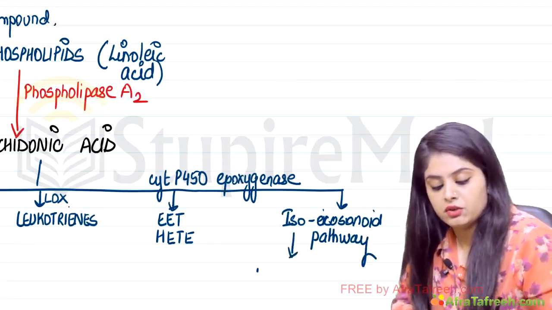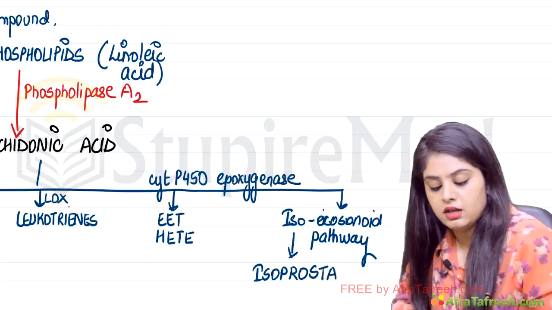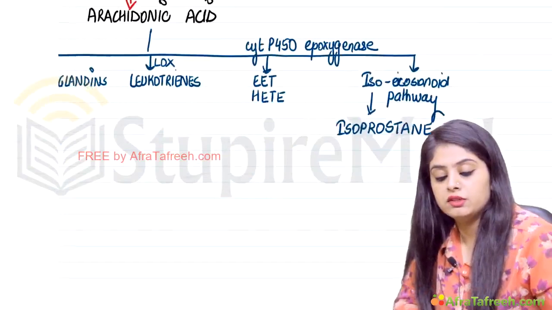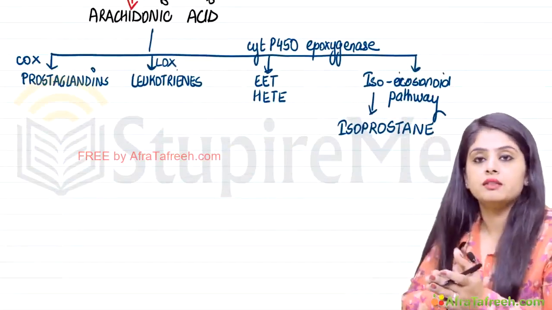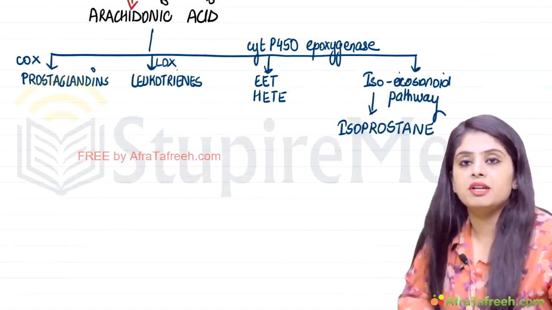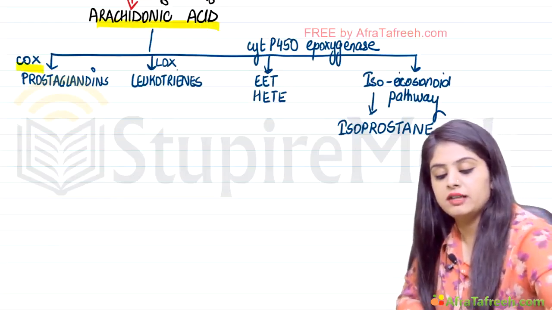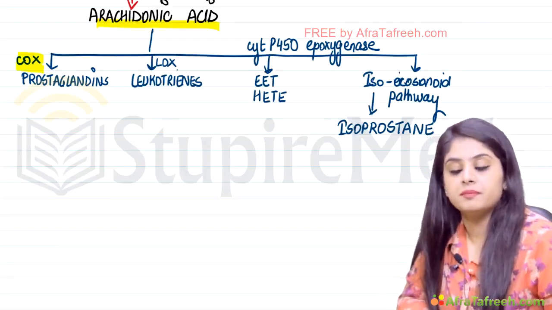Where there is formation of isoprostane. Now, with so many new terms, please do not get too confused. We are going to take each of these pathways in detail, and this will help us in memorizing them. So, we are first going to see what happens when arachidonic acid enters the COX pathway.